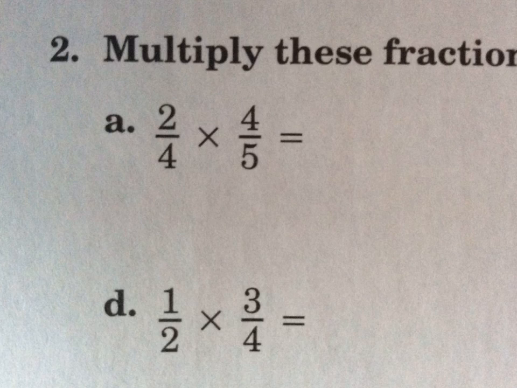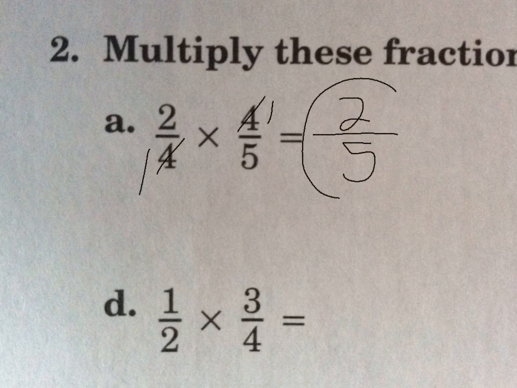2 and 5. Is there anything that goes into 2 and 5 besides 1? No. 4 and 4. Is there anything that goes into 4 and 4 besides 1? Yes, 4 does. 4 goes into 4 one time, 4 goes into 4 one time. Now we can multiply across. 2 times 1 is 2. 1 times 5 is 5. And our answer is 2/5.